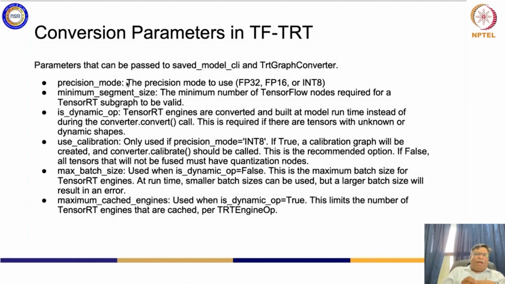Okay, and then you have the maximum batch size and the maximum cached engines, right? That is the limit of the number of TRT engines which can be cached per TRT engine operation, because it depends on the memory of your edge device, right? Based on that, how much you can cache is going to make your system slower and it can get stuck or something of that sort might happen. So that is why you are going to use some of these parameters.